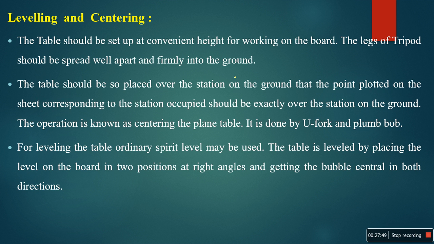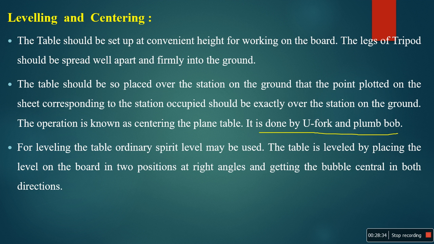What should I do? After fixing the plane table on the tripod leg, you have to move your tripod legs with respect to the stations on the ground. Then you have to exactly mark the point on the drawing sheet by using a plumbing fork with respect to the ground station. That is called centering. It means the point marked on the drawing sheet is exactly over the ground station. Then it is called centering of the plane table. This is done by using a U fork or plumbing fork. Then later, for leveling up the plane table.